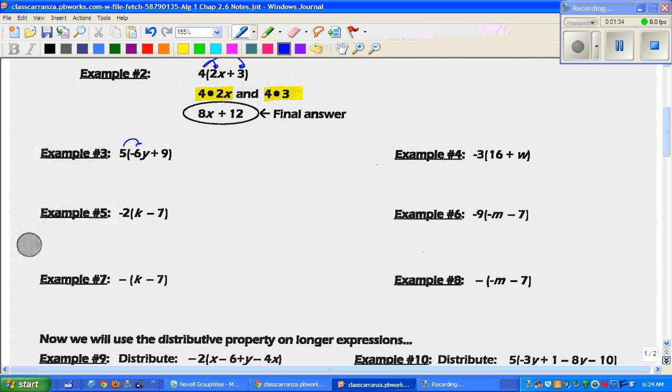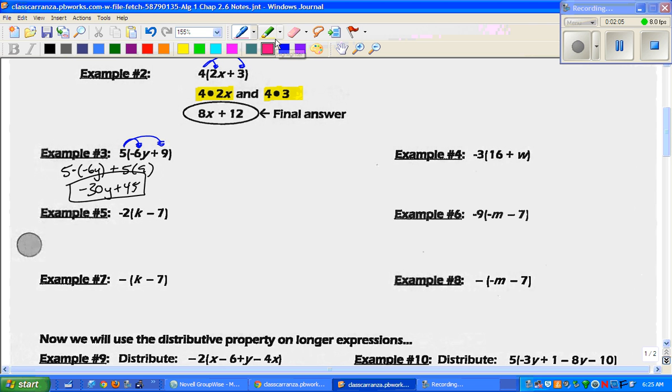Okay, I'm going to draw my arrow to know that I have to multiply 5 times -6y plus 5 times 9. And our final answer is -30y plus 45.